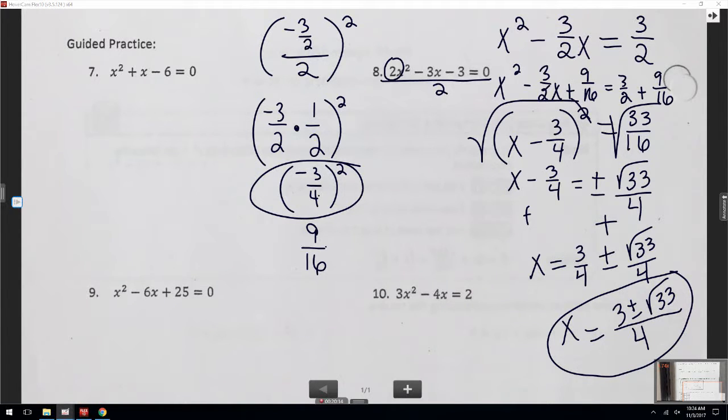All right, let's do number 9. Here's what I want you to do. Go ahead and start number 9, okay? Do what we need to do to start it. See how far you can get. And the bottom of this one's a little bit different, okay?